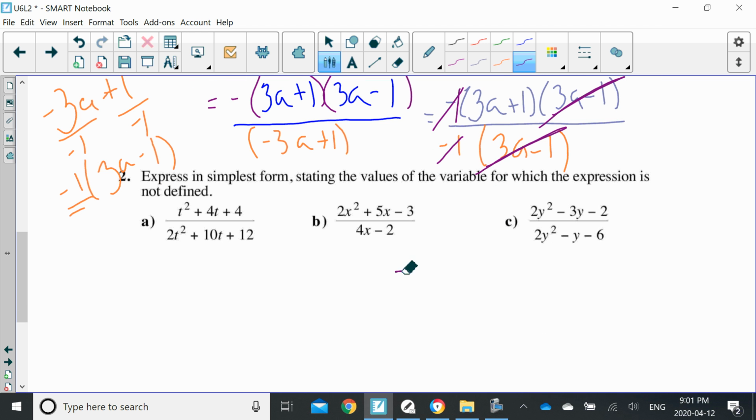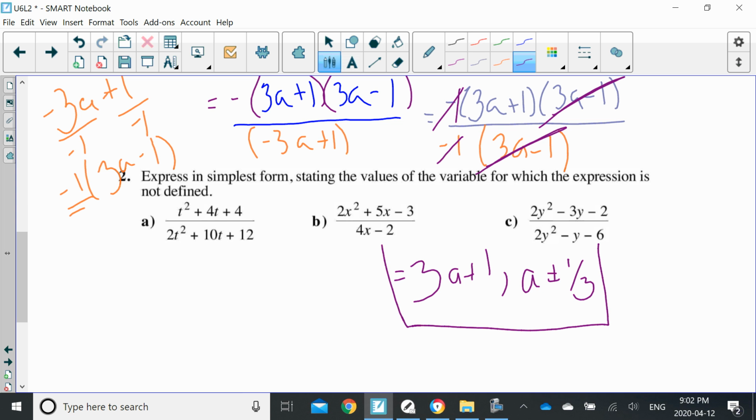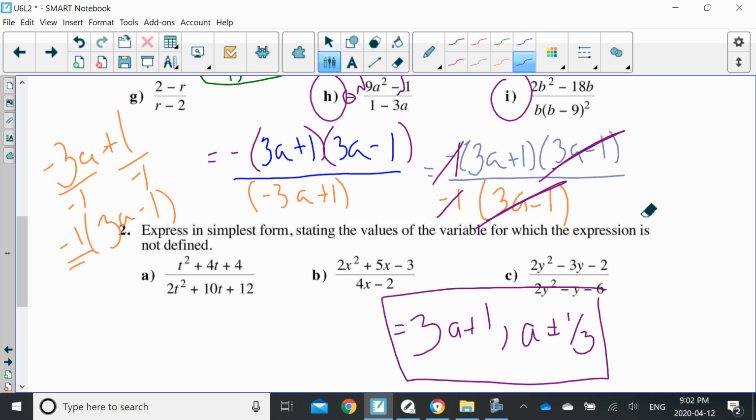I'll write that down here. 3a plus 1, comma, I need to state what my restriction is. And my restriction, this could not be equal to 0, so a cannot be equal to 1/3. And that would be my answer for that question. So pause if you need to. I'm going to erase this though, and we're going to do 1i together.